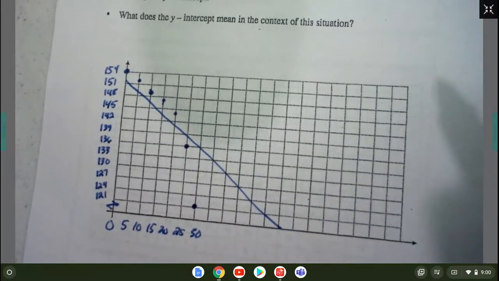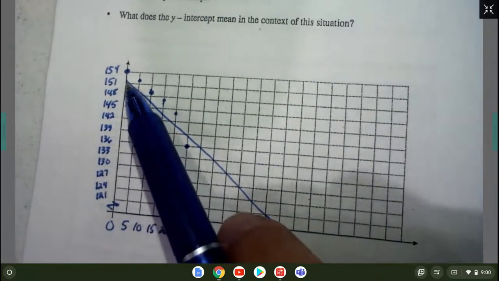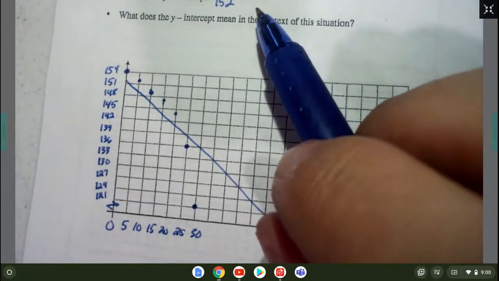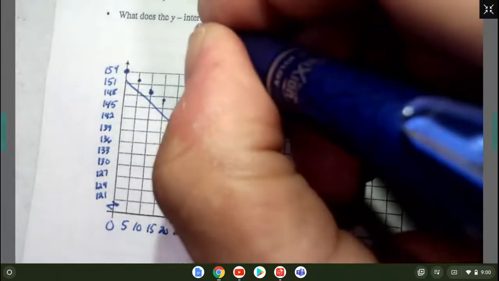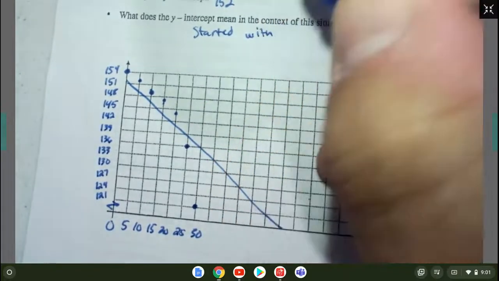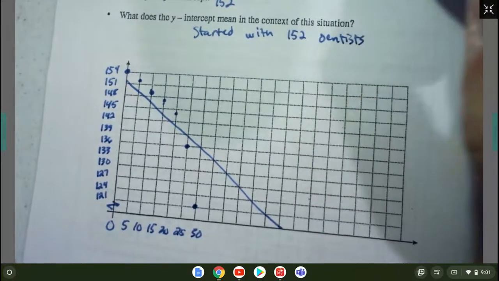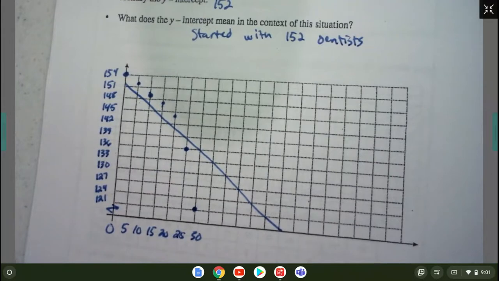All right. And identify the y-intercept. So my y-intercept was about 152 or so. And then what does the y-intercept mean in the context? So started with that many dentists, 152 dentists, even though we didn't, right? But that's what our line of best fit says, even though we actually started with 154. So our line of best fit's kind of deceptive right there.